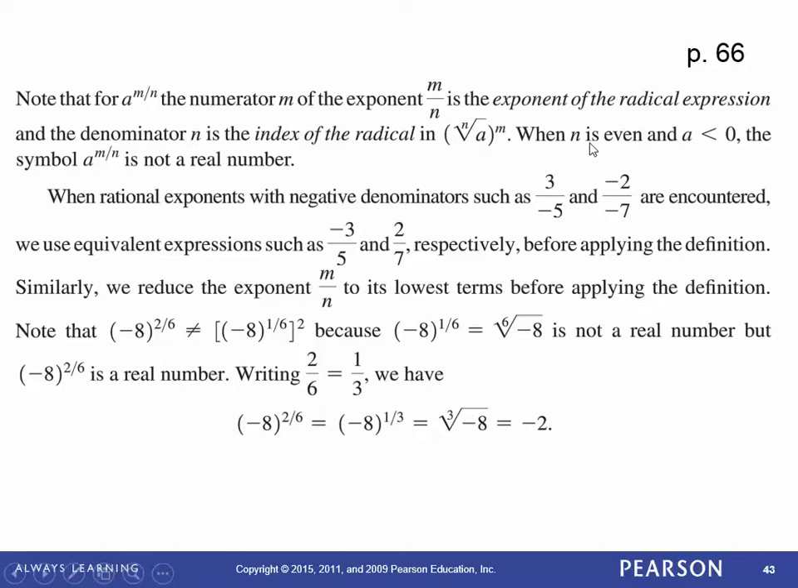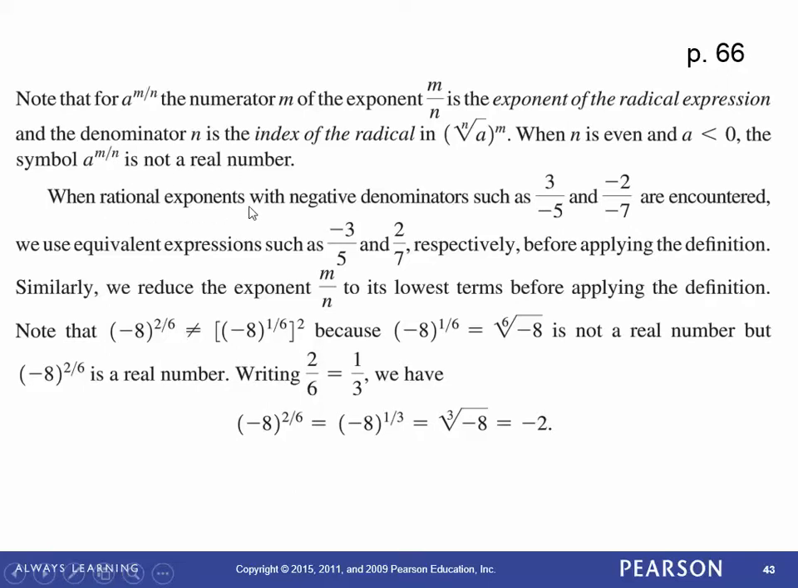So when n is even and a is less than 0, the symbol is actually not a real number. So if n is even, so 2, 4, 6, 8, 10, and a is a negative number, this guy's not a real number anymore.